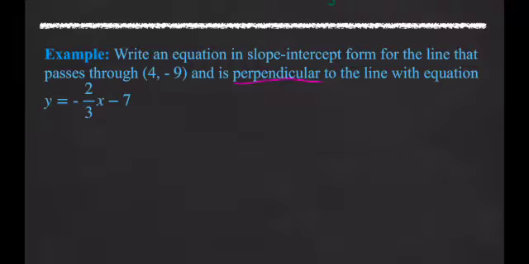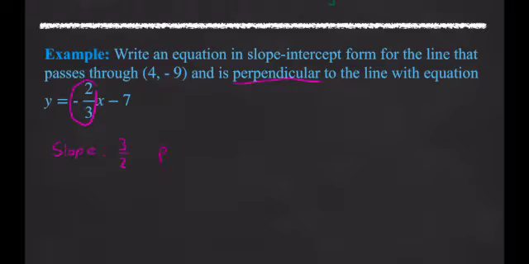Because we're looking for perpendicular, let's pay attention to the slope. Even if we were looking for parallel lines, we would pay attention to the slope. The slope of this one is -2 over 3. Perpendicular means the opposite of the reciprocal. So the new slope: the opposite would now be positive, and the reciprocal would be 3 over 2. If you take -2 over 3 times 3 over 2, that's going to give you -1. So that's our slope.